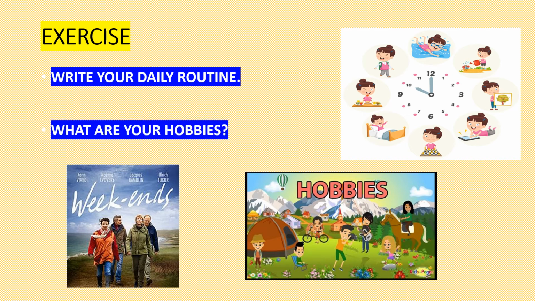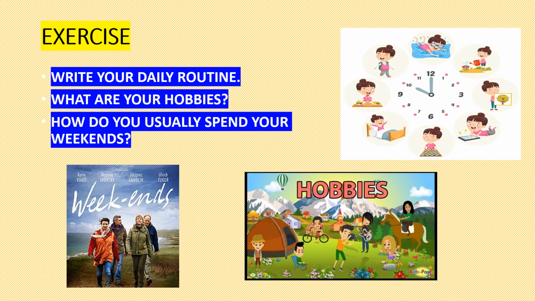So let's do an exercise. The best way to practice the simple present tense is to write your daily routine. Here you should talk about what all you did for the whole day from 5 o'clock in the morning till 10 o'clock at night. Next is talk about your hobbies. And thirdly, how do you usually spend your weekends?